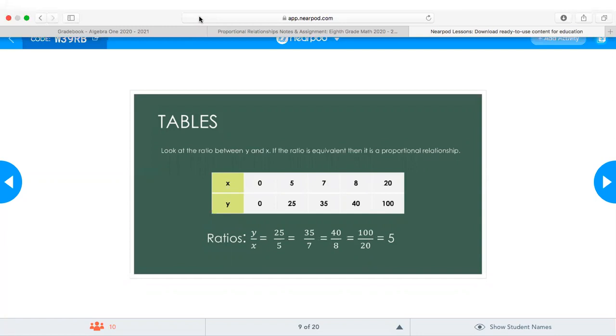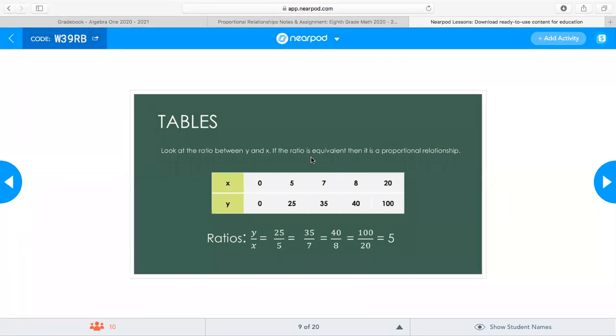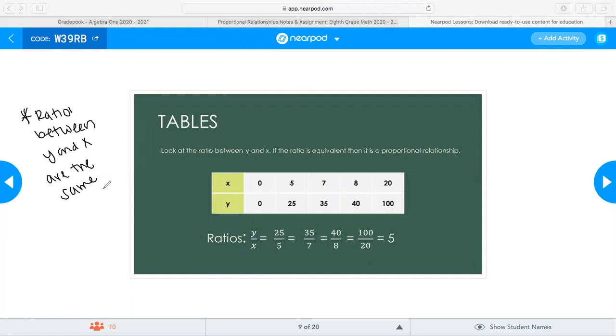All right, so I want to see if this table is proportional. To figure out if a table is proportional, the first thing you need to do is figure out if the ratios between y and x are the same. So I'll write this little key factor down. The first thing you want to know is if the ratios between y and x are the same. If they are the same, then yes, it's proportional. If the ratios are not the same, then it's non-proportional. So there are only two options here, either proportional or not proportional.